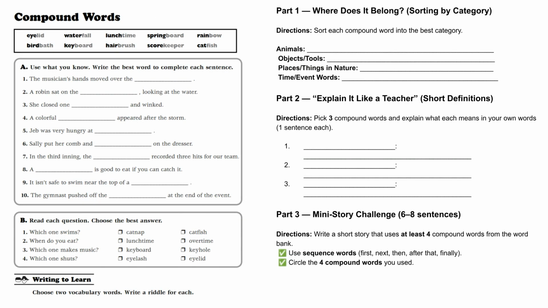Let's begin on page 2 with compound words. A compound word is made when two smaller words are pushed together to make a brand new word, like waterfall or lunchtime. For part 1, read the compound words in the word bank and sort them into the correct categories: animals, objects and tools, nature, or time and event words. Then use what you know to fill in the blanks for sentences 1 through 10.